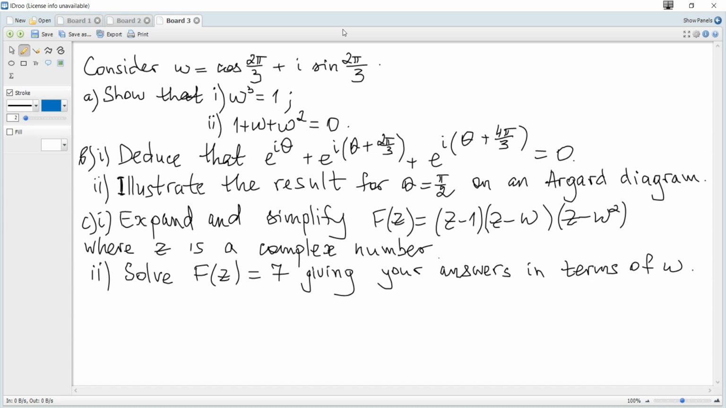Consider omega is cosine of 2 pi over 3 plus i sine of 2 pi over 3. This shows that omega cubed is 1.